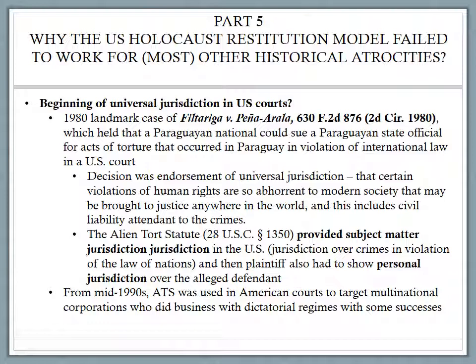The Alien Tort Statute provides federal courts with subject matter jurisdiction over suits filed by aliens or foreigners in violation of the law of nations, essentially treaties or customary international law. And as Professor Baszler notes, while these were originally only crimes of piracy and crimes against diplomats, from Filartiga onward, this was interpreted to include torture, genocide, and crimes against humanity. So against this backdrop, there was a more friendly forum for litigating the atrocities of World War II in the 1990s.